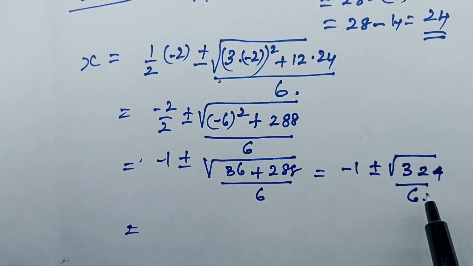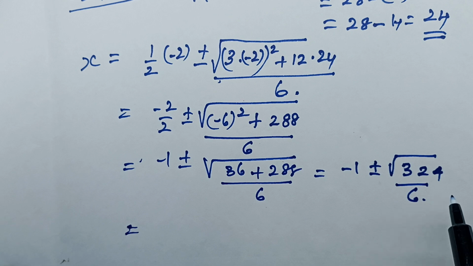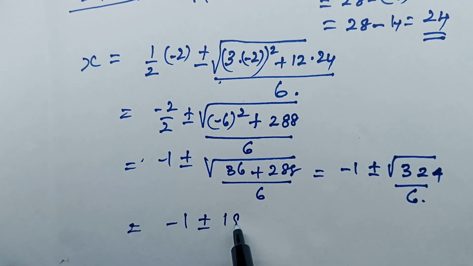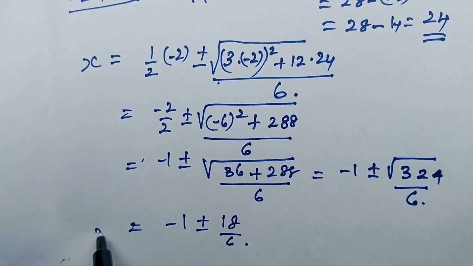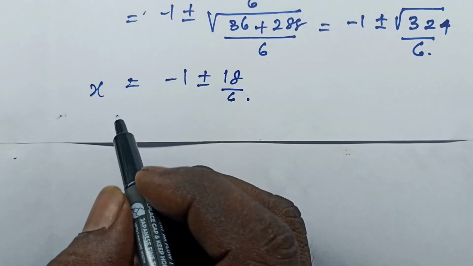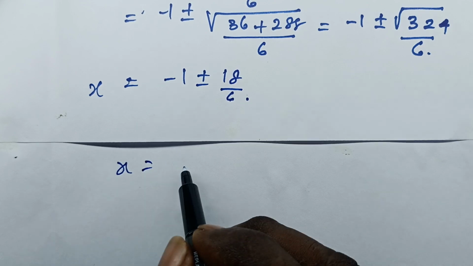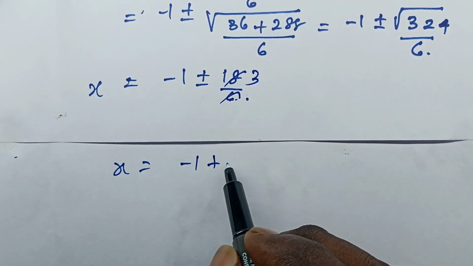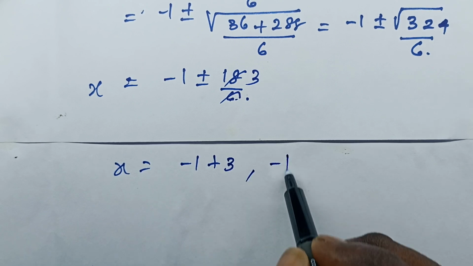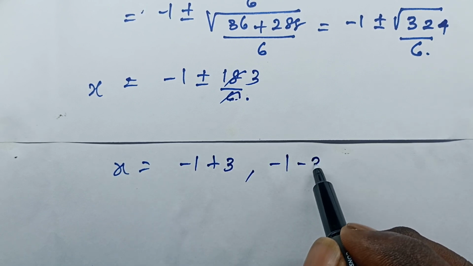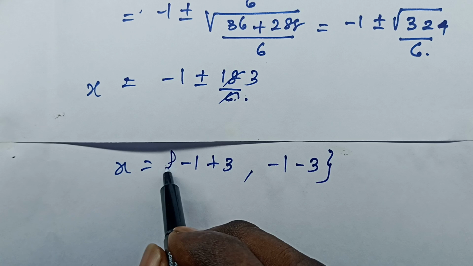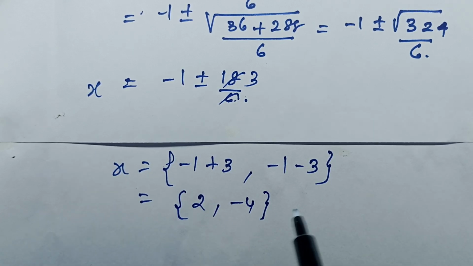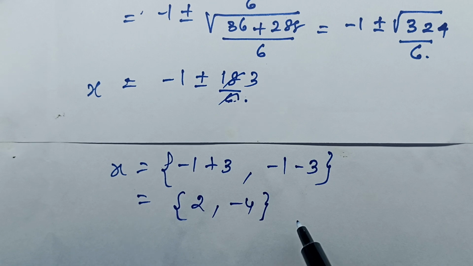Root of 324 is a perfect square, root of 18. So minus 1 plus or minus 18 by 6. So x equal to minus 1 plus 3 and minus 1 minus 3, equal to 2 comma minus 4. That is the value of x.